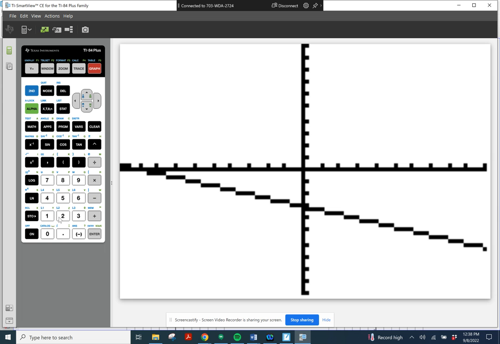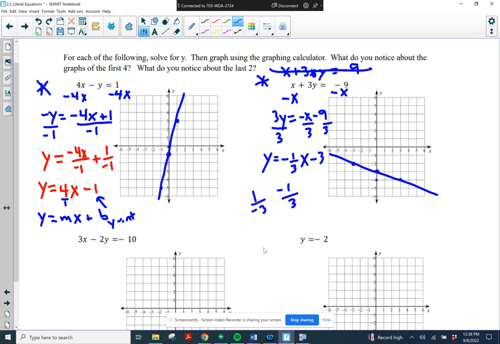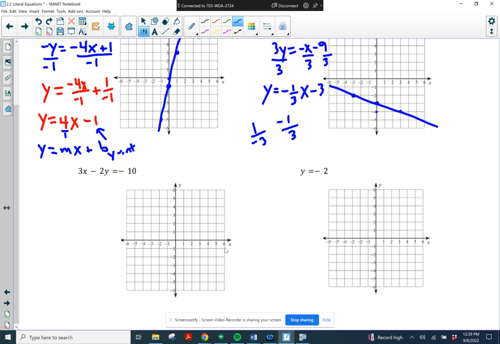Look, it's just like what we thought. Goes through the y-axis at negative 3. There's 1, 2, 3. And it's going down from left to right. Okay? Down 1, right 3. And we get the line. Okay, so now I'm going to go back to my notes, and I'm going to do the next one.